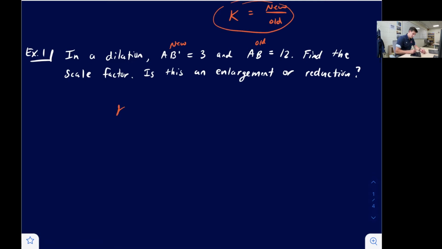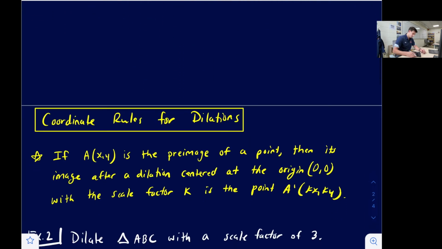So we could say the scale factor is equal to the corresponding sides, so 3 divided by 12. So we can say the scale factor is 1/4. And since that is between 0 and 1, we would say this is a reduction. So our shape or our line segment got smaller here. Okay, so that's a basic example just to identify scale factor.